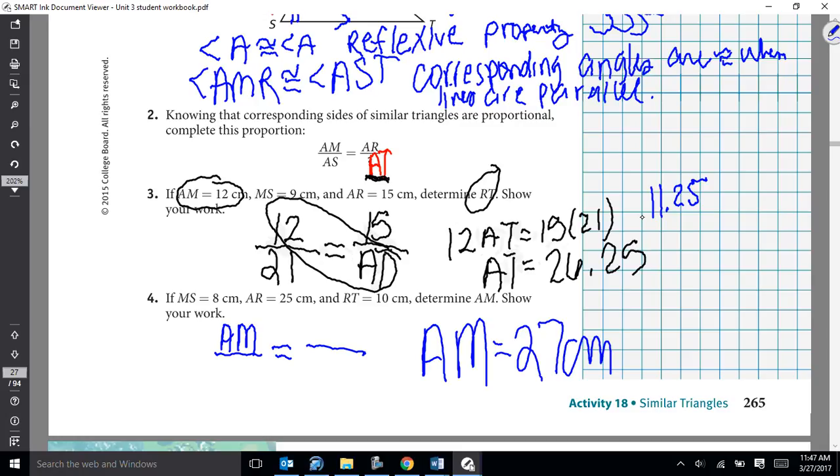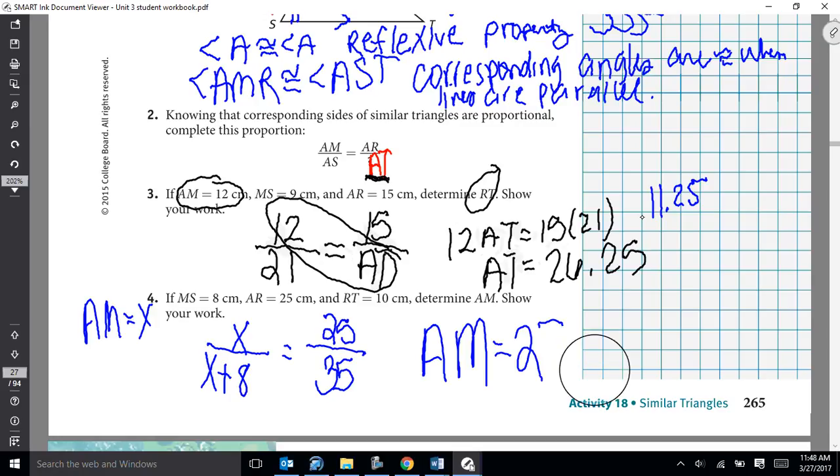AS would be AM plus MS, right? So I'm going to let AM equal X if that's okay. Is everybody okay with that? AM equals X. So I have X and X plus 8 down here. AR is 25 and RT is 10. So since AT is AR plus RT, this is 35. Is everybody okay with what's going on so far?